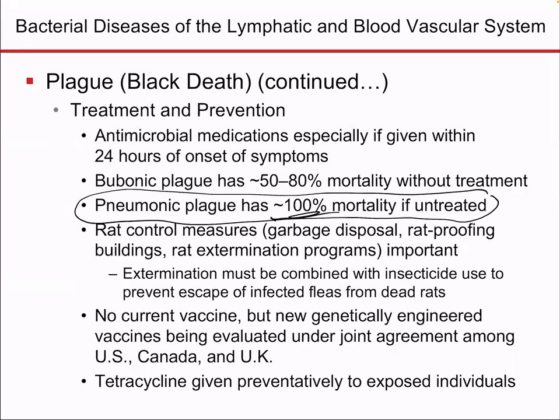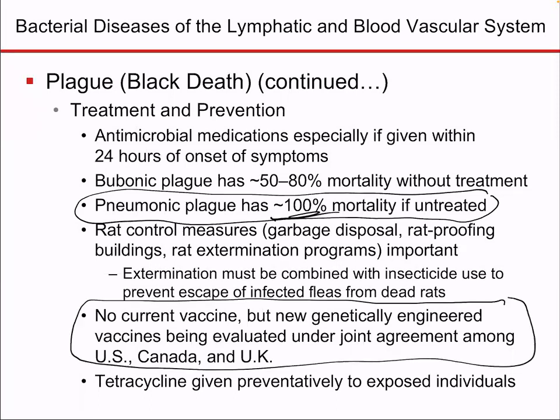We don't have any current vaccine to prevent that infection. There are some vaccines that are under study, but not a single vaccine has been approved to be used in humans yet. I forgot to mention that tetracycline is a common antibiotic that can be used to treat Yersinia pestis infection.